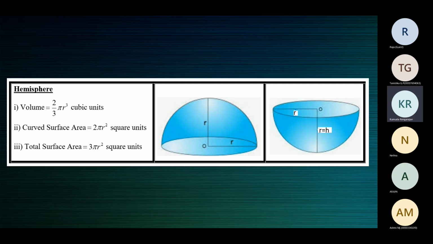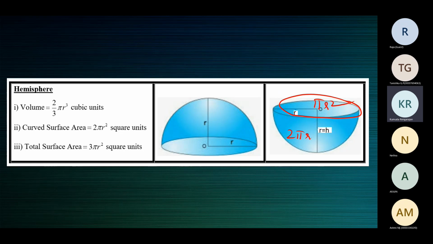Leave that circle on the top, the rest of the body, that curved part, is the curved surface area. The top is a circle, pi r square. Apart from the circle, the body of the hemisphere is called its curved surface area, given by the formula 2 pi r square. The total surface area will be 2 pi r square plus pi r square, because the circle is pi r square. So 3 pi r square is the total surface area. Volume is 2 by 3 pi r cubed.